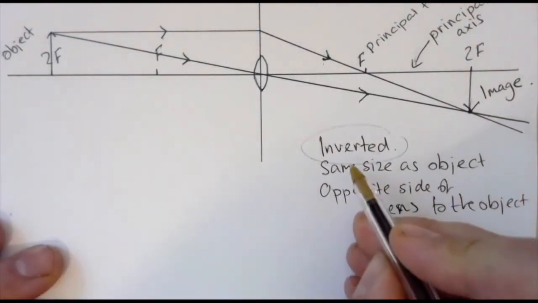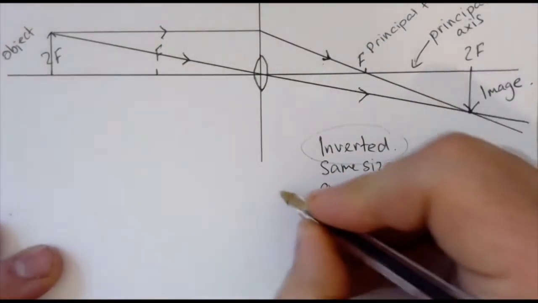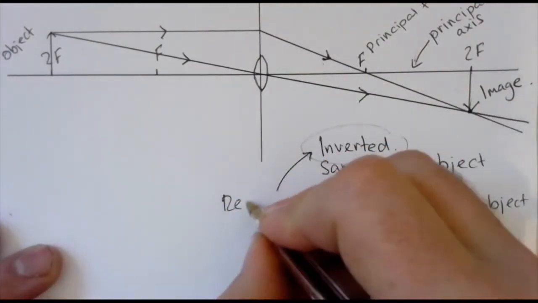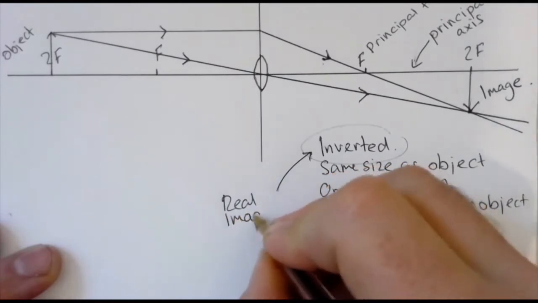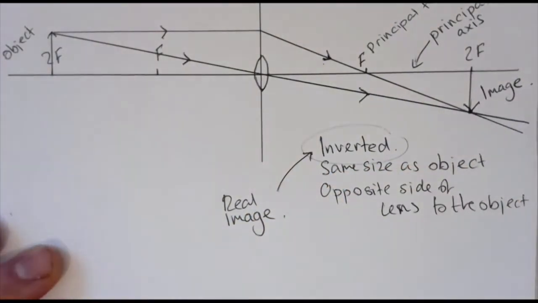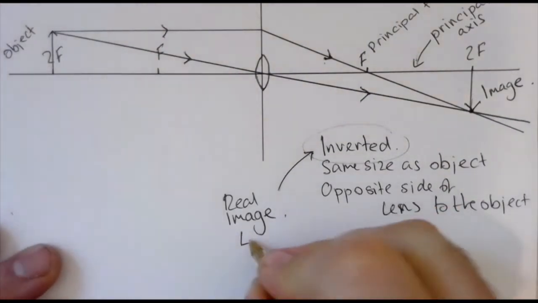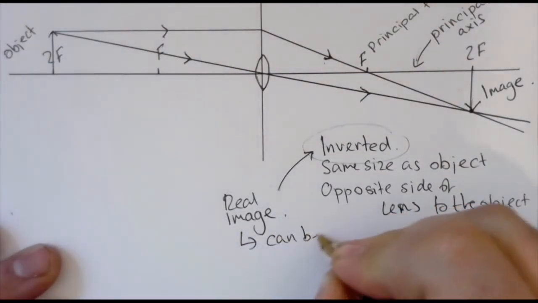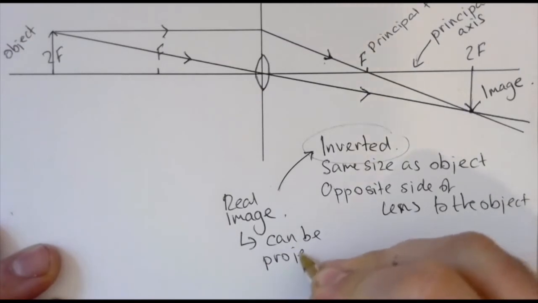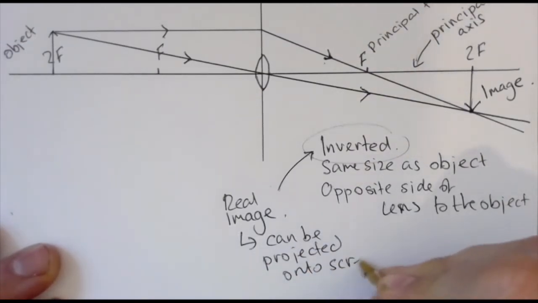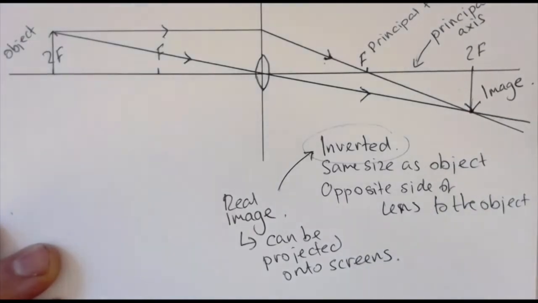And this is the key thing I'm going to look at. I'm interested in the fact that it's inverted. If it's inverted, we know that the image that's produced is what's called a real image. If we were to draw a ray diagram and get an upright image, that would be what's called a virtual image. So real images can be projected onto screens. Virtual images cannot.